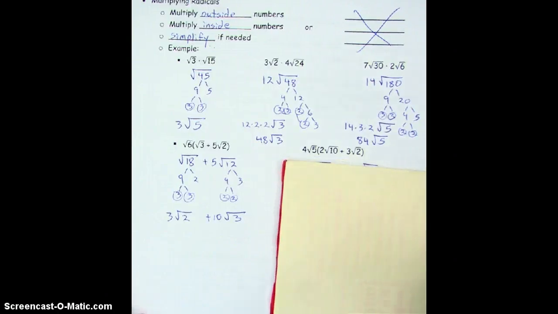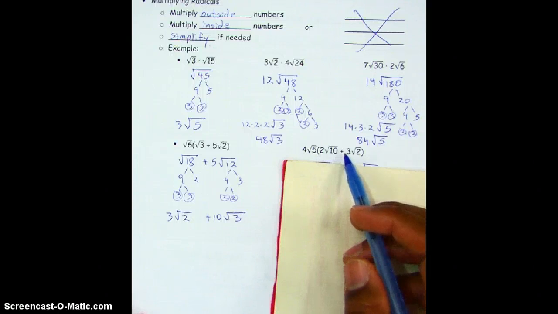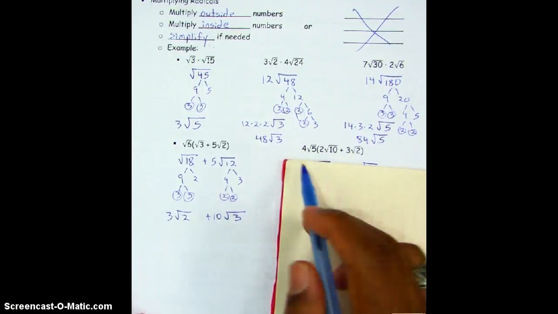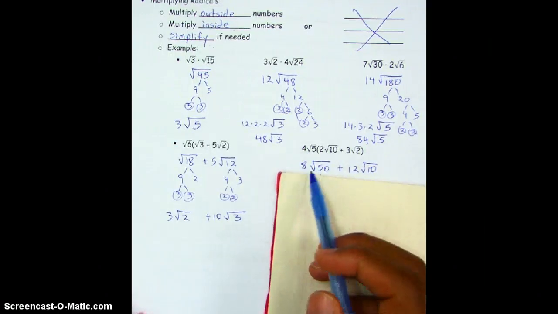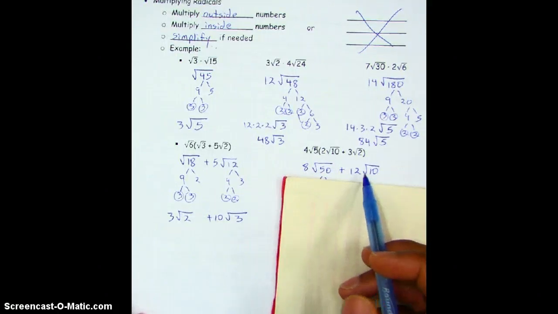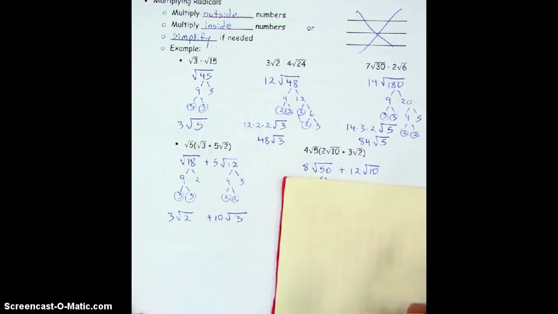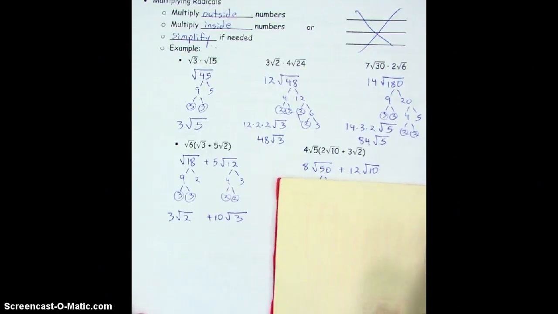All right, next we have 4 square roots of 5 times 2 square roots of 10 plus 3 square roots of 2. So we're going to multiply. Outside times outside, we get 8 square roots of 50 plus 12 square roots of 10. So we do the outside times outside, inside times inside. So again, you guys can go ahead and pause as needed so you guys can see where the numbers are coming from.